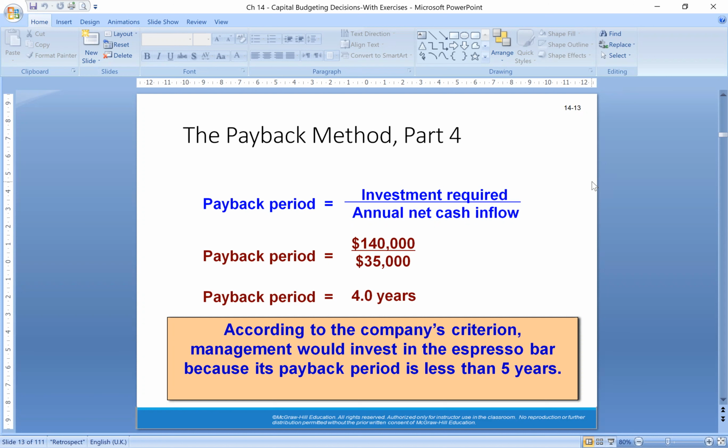This 4 will be compared to what? To the criteria that the company has. So the company has a criteria of 5 years. So what is the decision? To accept or to reject? To accept, because the payback period is less than my criteria. According to the company's criterion, management would invest in this espresso bar because its payback period is less than 5 years. Good. Easy.